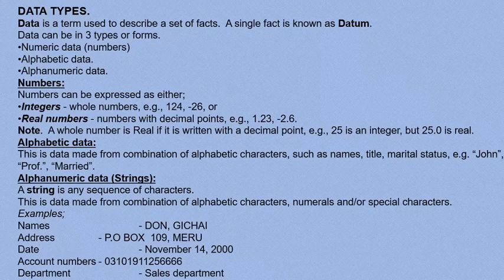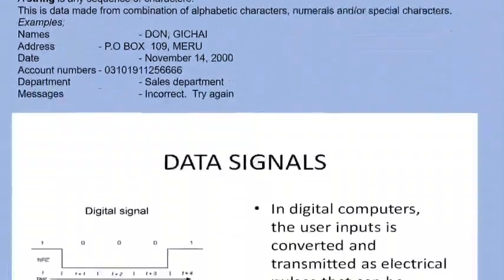Then you can also talk of alphanumeric data or strings. In programming, they are called strings. A string is a sequence of characters. This is data made from a combination of alphabetic characters, numerals, and special characters. For example, we have name, address, date, account number, as in the example I have given down there.